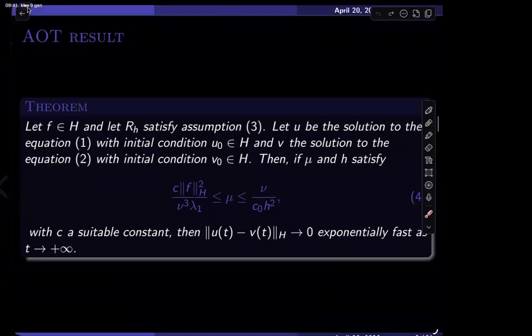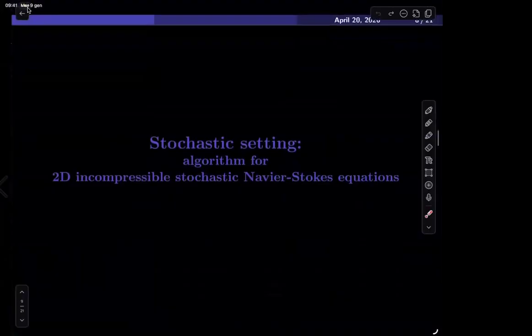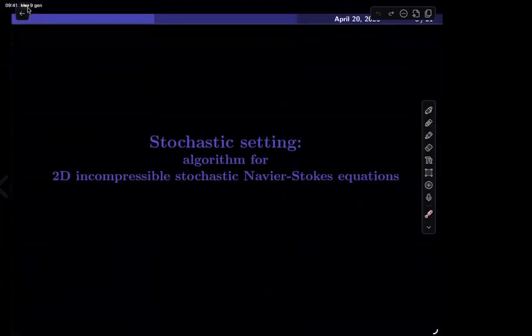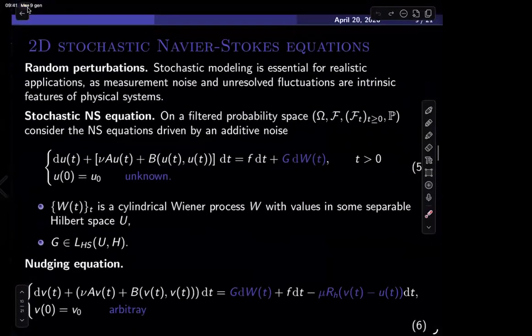So this is what happens in the deterministic setting. And now let us come to our results. So we consider a stochastic version of the Navier-Stokes equation, and we prove that this kind of data assimilation algorithm works also in this setting. So what is the idea? The idea is that since you cannot predict exactly the reality, it makes more sense to consider equations driven by some random perturbations. So it makes sense to consider the stochastic version of the Navier-Stokes equation.